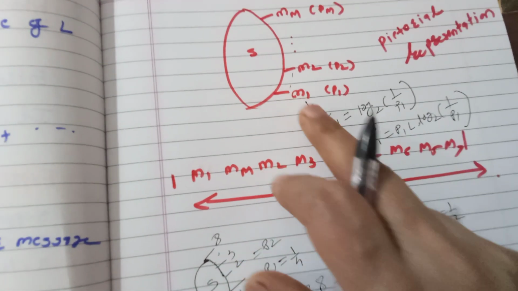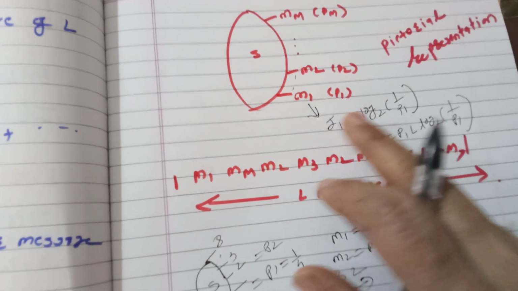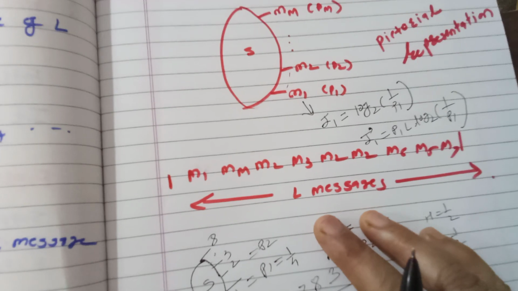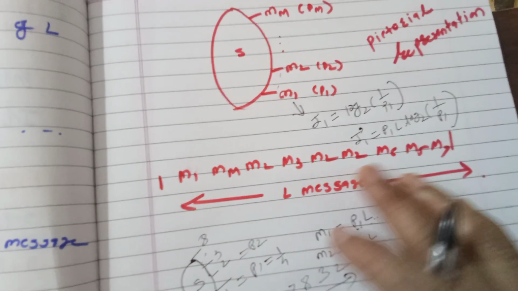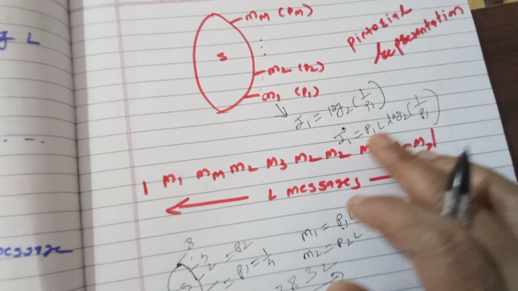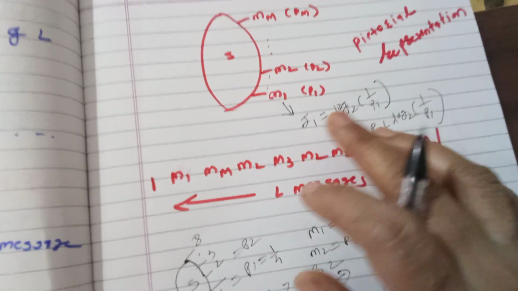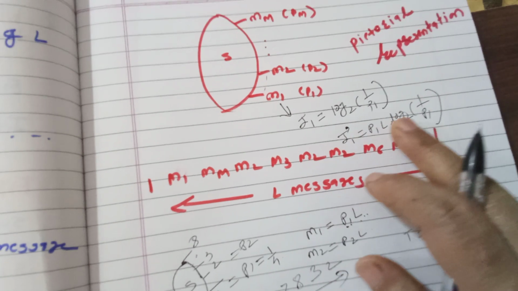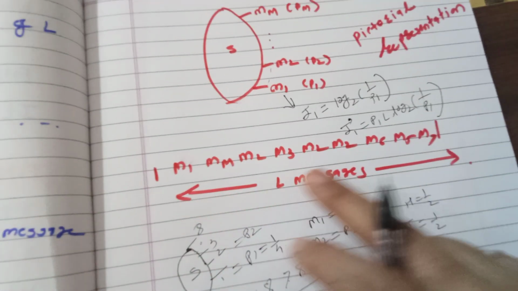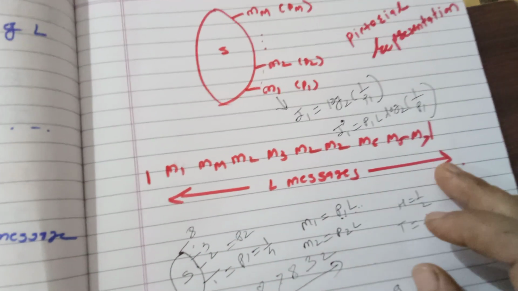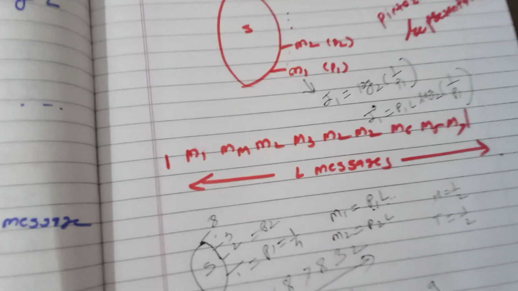Now information carried by M1 is log 2 of 1 by P1. But how many M1 are there in these L messages? P1 L. So I1 dash is P1 L log 2 of 1 by P1. Similarly, we have found the expression for I2 dash up to IM dash. Then we have taken its total, and divided by the number of messages, L. That becomes entropy.